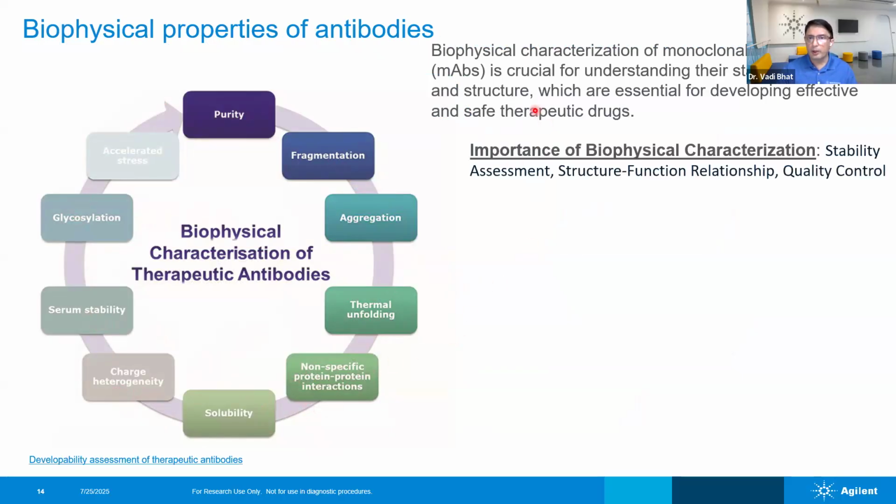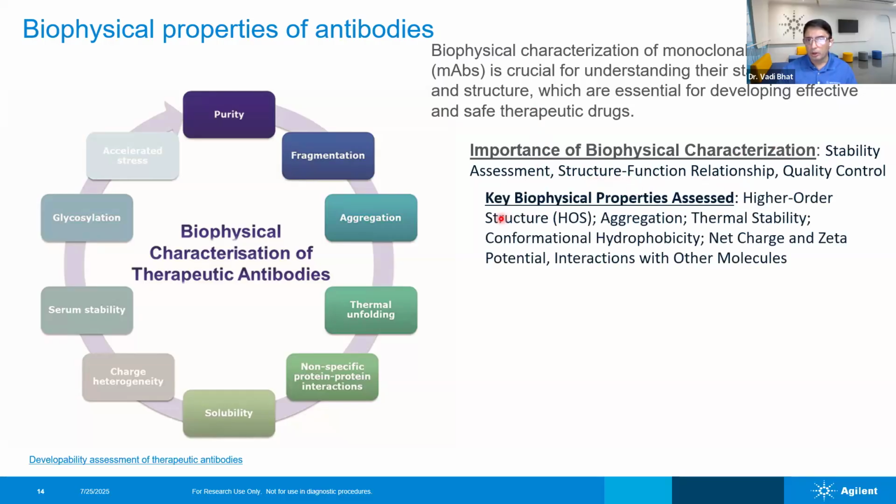Let's look into some of the important biophysical characterization. As I mentioned, stability, structure function relationships, quality control. They're important. Why is it important, right? And then if you look into the key physical properties assessed, as I mentioned, higher order structures, aggregation, thermal stability, hydrophobicity, net charges, charge variance, and then the interaction with other molecules.